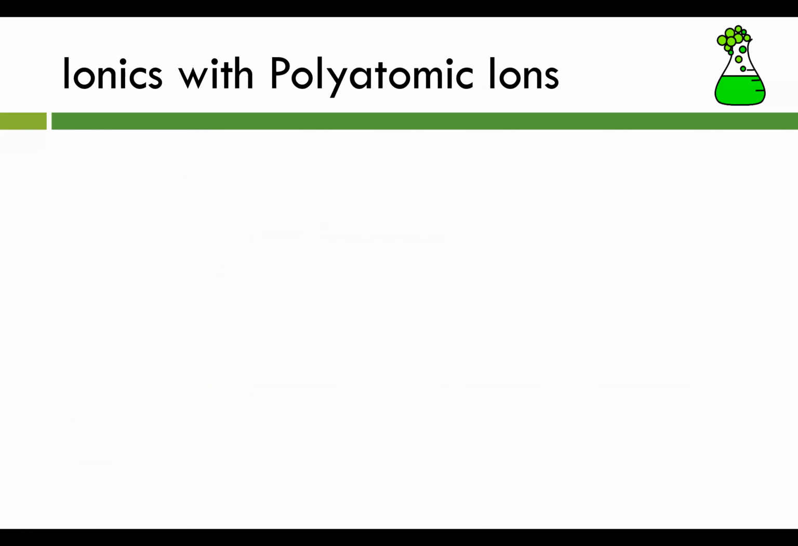All right, ionics with polyatomic ions. What does the word polyatomic mean? The prefix poly means many. Atomic, probably referring to atoms, so many atoms. Oh, so ions that consist of many atoms.